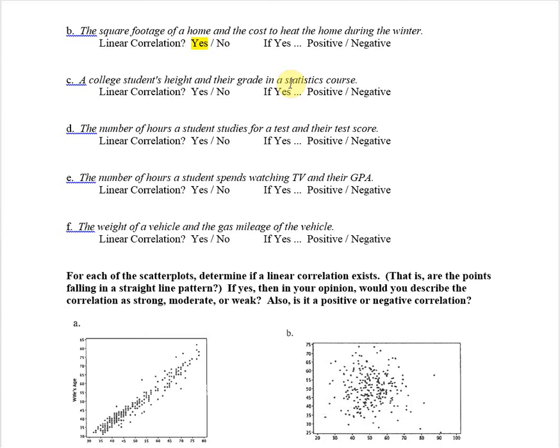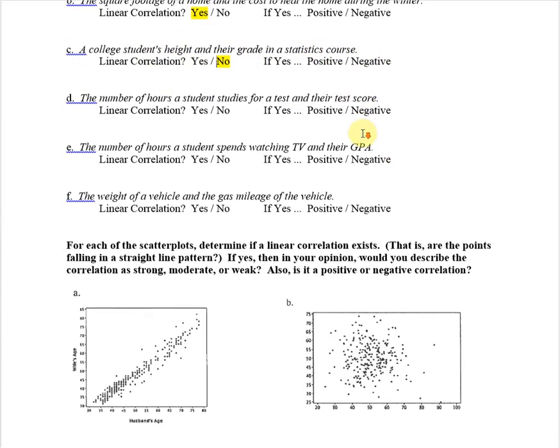I mean, it appears to me that these shouldn't be related at all because I don't know anything about tall people being correlated to how well they do in stats. So I'm going to go with no. And since I think there's no relationship here that's linear or any correlation or association at all, I will not mark this as positive or negative. So I'm going to call that done.